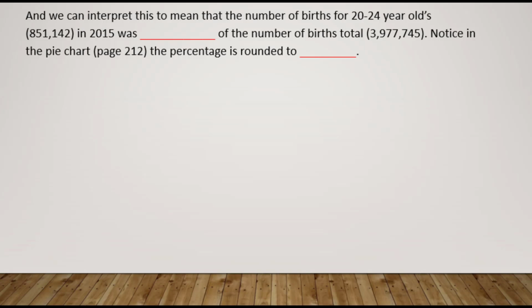And this is just a review, right? We could interpret what we just completed to mean that the number of births of 20 to 24-year-olds, which was that many, was 21.4% of the number of total births. Look at the pie chart. I rounded it to 21.4%.